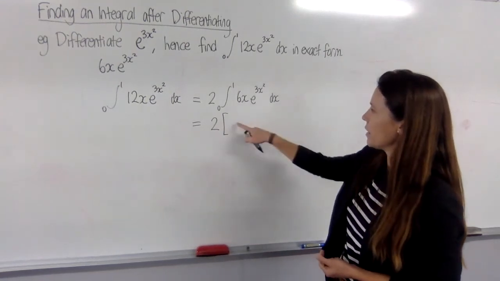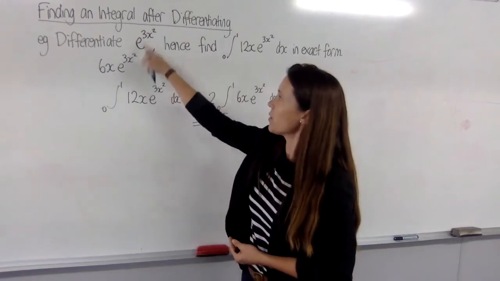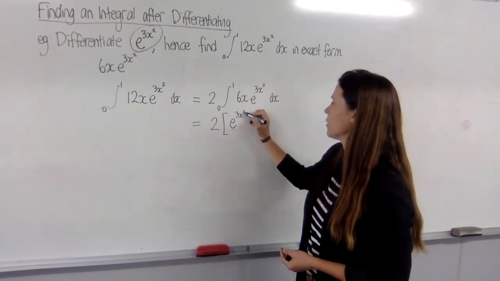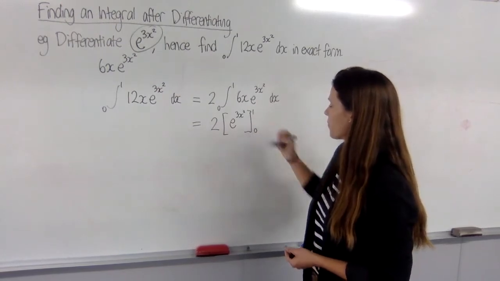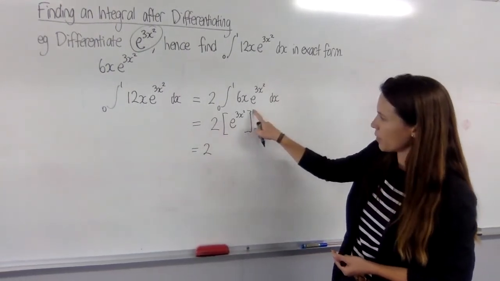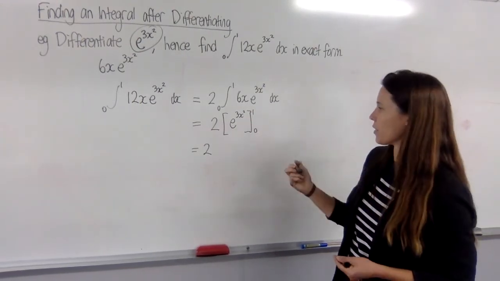Now I can go ahead and say I've got two lots of, I need my big square brackets here, and the thing that goes in is the integration of this stuff, which is this. So I put this in the brackets, and I put my bounds. Now I've got to keep this 2 out the front, and I've got to sub in 1 for x, and then subtract subbing in 0 for x.